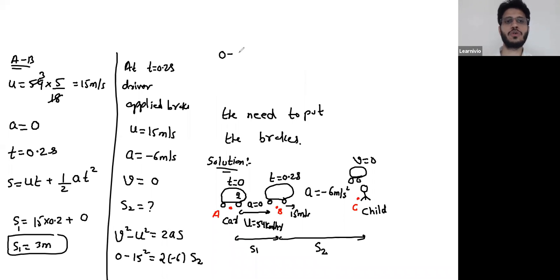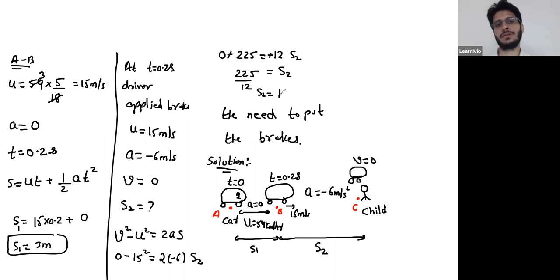So it's 0 minus 225 is minus 12 s2. This negative will cancel this negative. Your s2 is 225 over 12. It comes out to be 12 1, 105, 12 7 is 84, so 96, 72. S2 is 18.75.